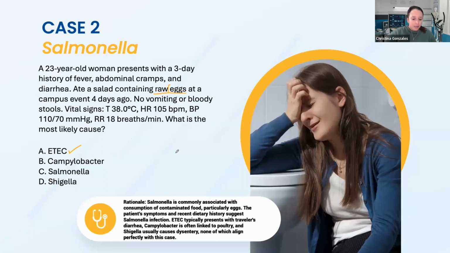Campylobacter is often linked with poultry. It can present usually with a little bit of diarrhea. It's a little harder to differentiate here, but given the circumstances, I would have chosen salmonella. And then Shigella usually causes a dysentery, so that's bloody diarrhea. So that's how we came up with the salmonella.